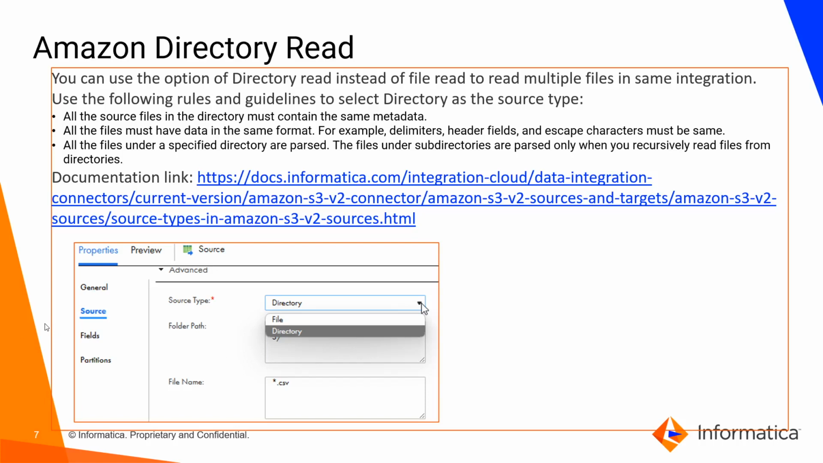There are some rules and guidelines to use a directory as the source. For example, all the files should have the same metadata and the same format, and they will be parsed under a specified directory. All the files will be parsed by the S3 V2 connector. So these are the ways we can read multiple files within one single pipeline for the AWS S3 V2 connector. Let's take a look at the ADLS Gen2 connector.